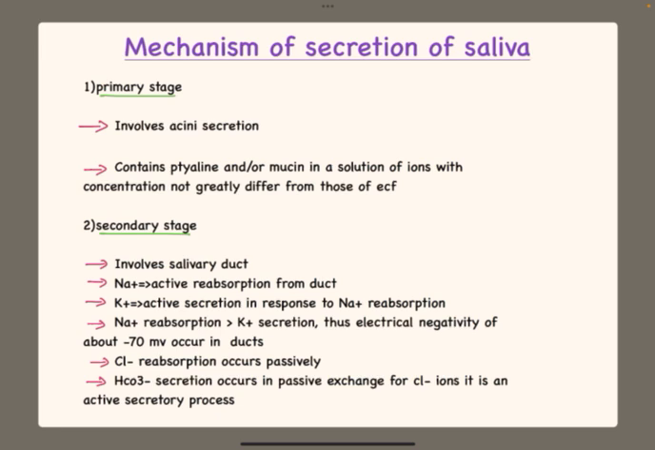In the secondary stage, the saliva from the acini flows through the salivary duct, and there is active reabsorption of Na plus from the duct, and also active secretion of K plus in response to Na plus reabsorption. Since the Na plus reabsorption is greater than the K plus secretion, there occurs an electrical negativity of about minus 70 millivolt. This is notable here. Also, Cl minus reabsorption occurs passively along with these processes, and HCO3 minus secretion occurs in passive exchange for Cl minus ions, as it is an active secretory process.